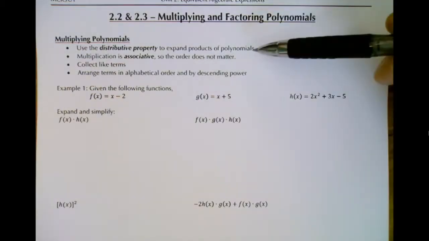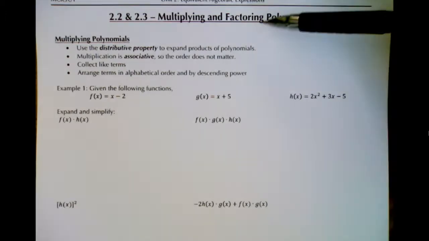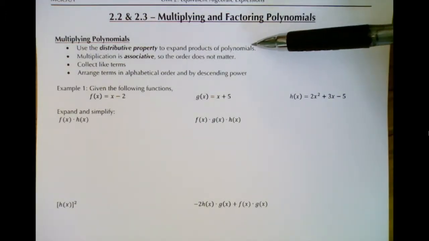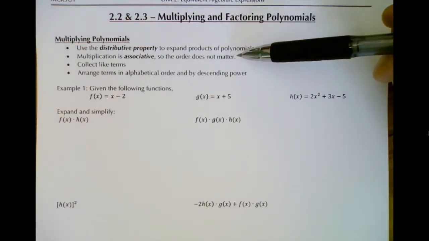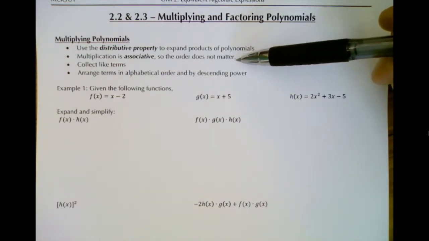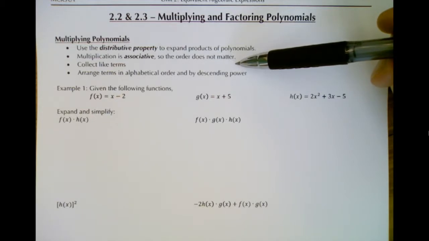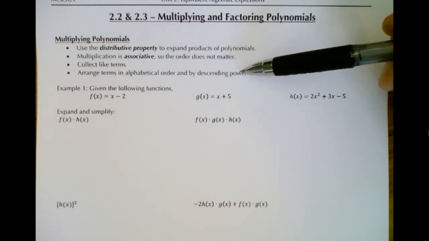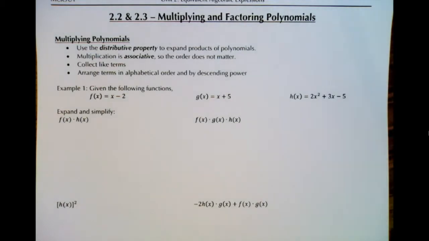So I've included some notes here about how to multiply. We're always using the distributive property to expand. Multiplication, order doesn't matter, so you can change the order if you're multiplying more than one thing to suit your needs. And make sure at the very end, after you've expanded, you collect your like terms and then arrange your terms in alphabetical order and by descending power. So that means if you have multiple variable letters, generally the order for them would be alphabetical. And then if you have terms that have varying exponents, you put the highest exponent first and then work your way down. So let's try a couple examples.